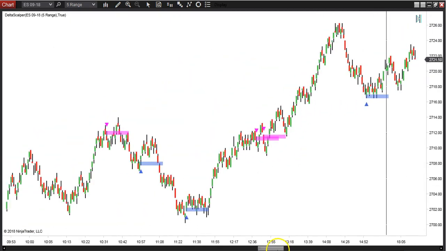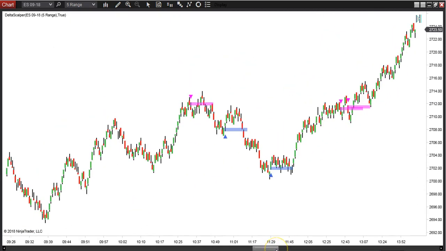So this is a 5-range chart. Now, the other question I get is, which chart type is better? Is it a minute-based chart or a range-based chart? Me, I prefer range-based charts because I like to see how price moves from one price level to another price level, rather than it's 10:21. Okay, now it's time to form a new bar because I'm looking at a 1-minute chart.